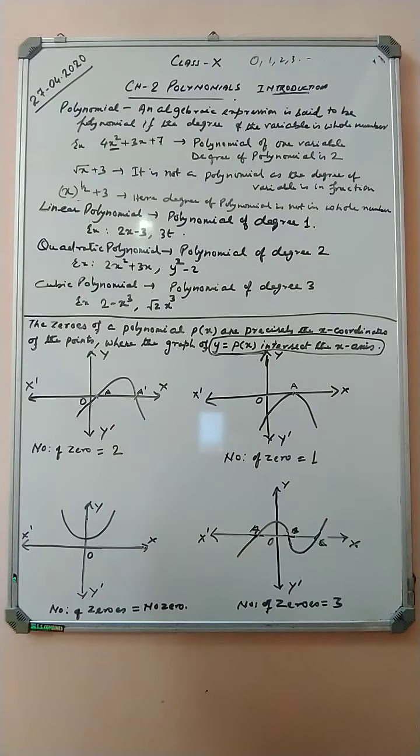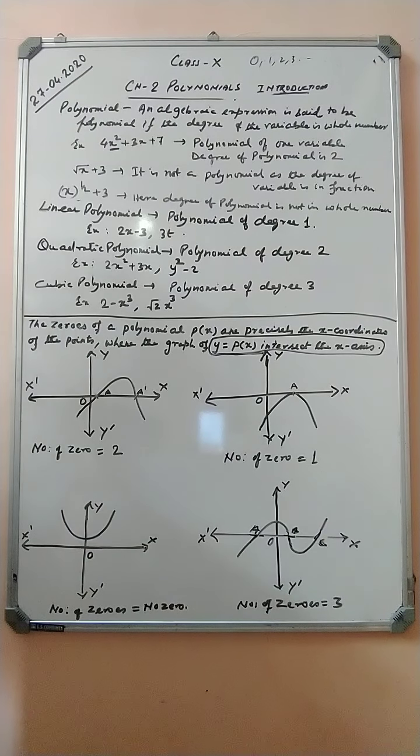Linear polynomial, a polynomial of degree 1. See the example 2x minus 3. Here the power of x is nothing, meaning 1. So it is a polynomial of degree 1, and it is called a linear polynomial. Quadratic polynomial, a polynomial of degree 2. The example is 2x square plus 3x. It is also a polynomial of one variable and the highest power is 2. So it is a quadratic polynomial of degree 2.